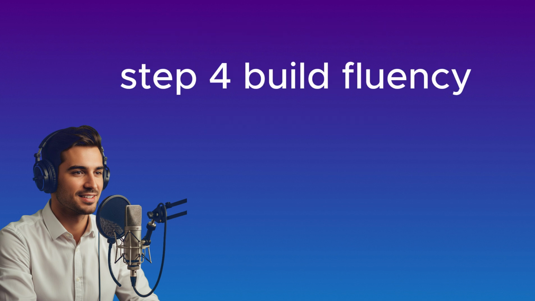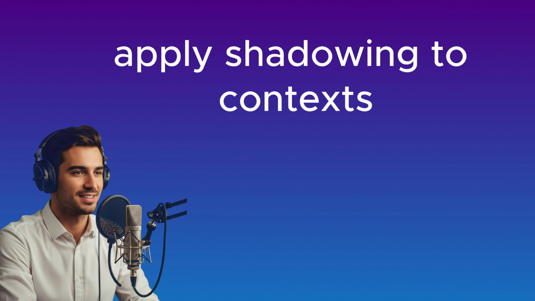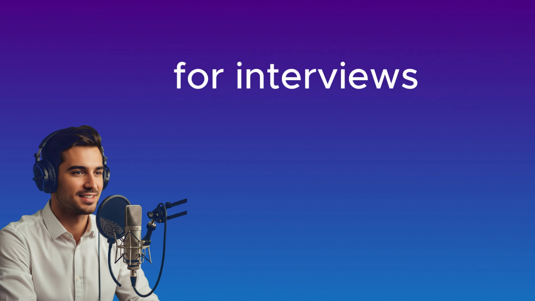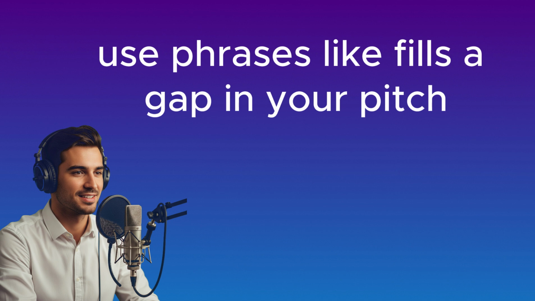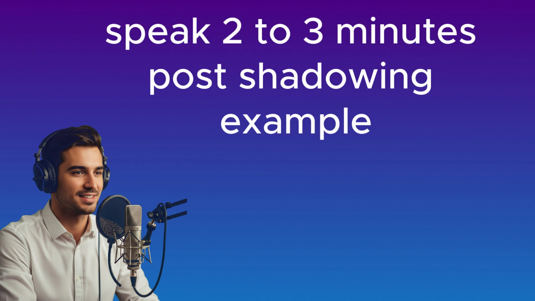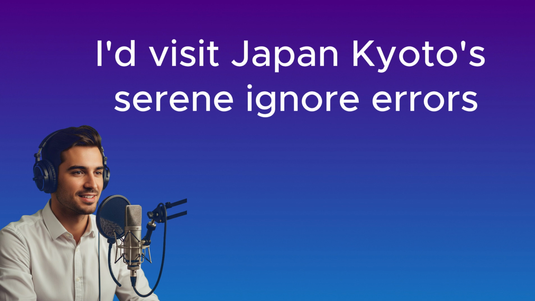Step 4. Build fluency. Apply shadowing to contexts. 1. Themed shadowing. Shadow Shark Tank for interviews. Use phrases like fills a gap in your pitch. 2. Fluency bursts. Speak 2 to 3 minutes post-shadowing. Example, I'd visit Japan, Kyoto's serene. Ignore errors.